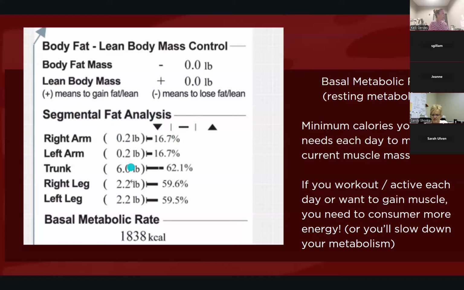Segmental fat is where your fat is stored in the limbs. So you can see where you have fat in your arms, trunk, and legs. And then your basal metabolic rate down here is your resting metabolism. That's how many calories your body needs every day at minimum to maintain the muscle that you currently have. So if you're someone who doesn't work out and you barely do anything on the job, you still need to be eating that many calories just to keep the muscle you have.